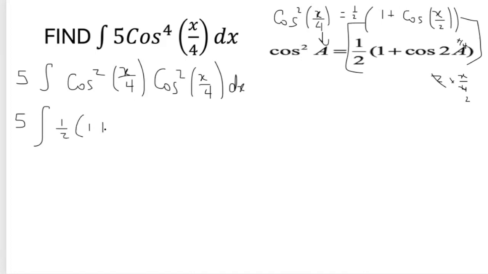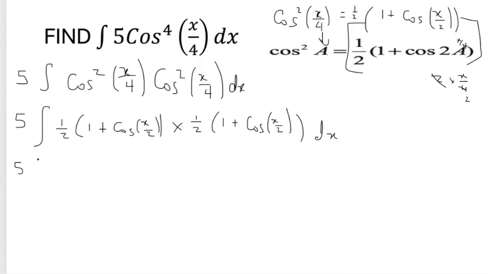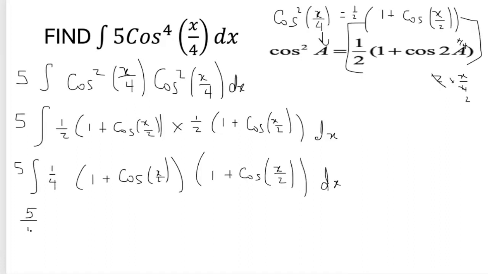So it's a half, 1 plus cos x over 2, and it's going to be the same thing for the second cos square x over 4. So let me go ahead and write. So both are going to be the same because it's cos square x over 4. Now the next step is to expand, and I can say a half times a half, that gives me the quarter. And I'm going to multiply the two brackets that we have here. So I'll be expanding the bracket. That's the next step. So carry out the quarter. So 5 times a quarter, that's 5 over 4.